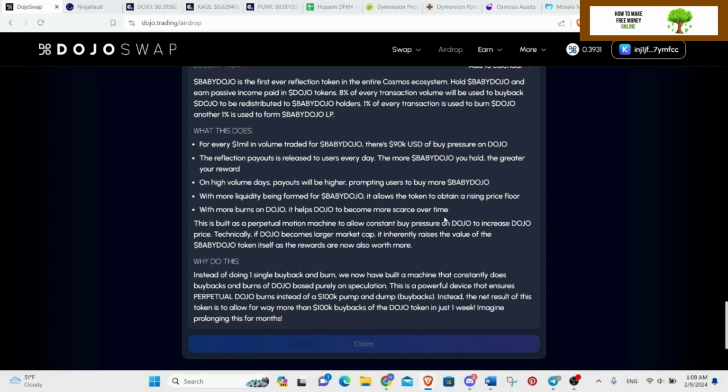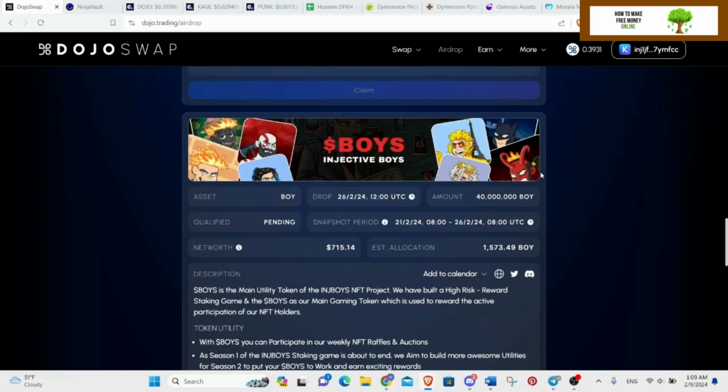Just by holding Baby Dojo, you are making Dojo stronger and you are getting rewards. Baby Dojo positions itself as a perpetual motion machine for Dojo buybacks and burns. The goal is to passively increase the value of Dojo and consequently Baby Dojo itself. However, it's important to remember that this is a relatively new and unproven concept. That's new, guys. Be careful. It's actually crucial for you to do your own research. Don't listen to me and then go buy this stuff.